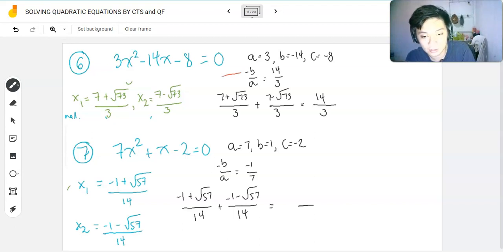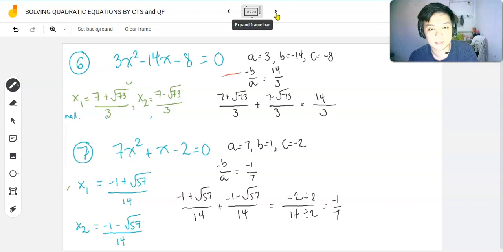Pero, syempre, definitely, ang denominator mo na dito ay 14, yung common sa dalawa. And the negative 1 plus itself is negative 2. And then yung positive square root of 57 plus negative square root of 57 is just 0 nga. Meaning the sum of the numerators is just negative 2. And simplifying this will require us to divide both the numerator and denominator by 2. And the result will be negative 1 over 7. So, parehas na naman. Okay.